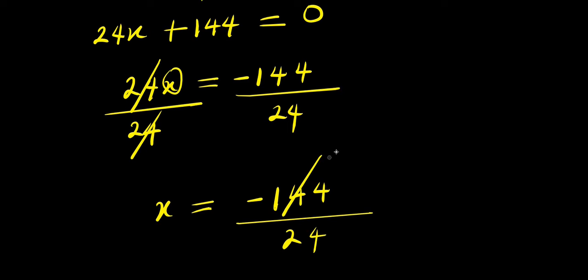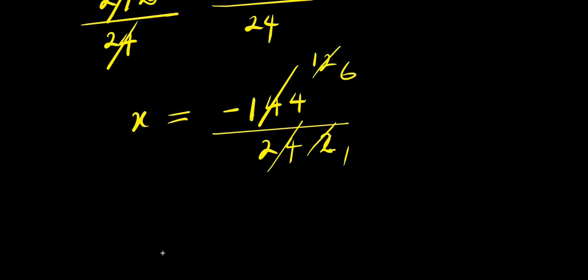So 12 can divide 144 12 times. 12 divides 24 2 times. And 2 can divide itself once. Divide this, 6. So from here, we are having x equals negative 6. So we have gotten a solution right here.